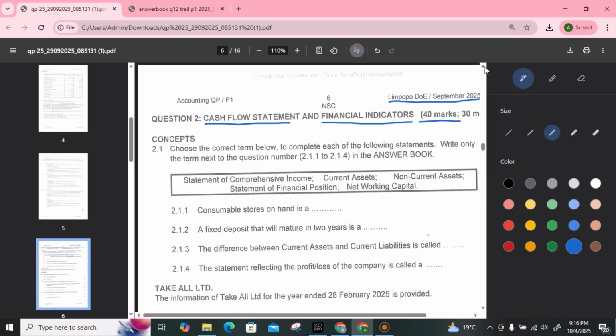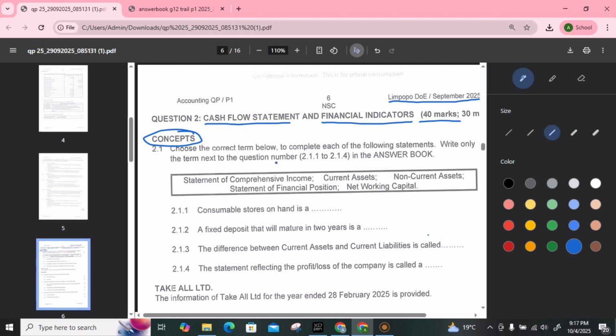Good day. So today we are looking at the September 2025 paper 1 for Limpopo province. Key topics are the cash flow statement and financial indicators, all worth 40 marks. Let us enter the concepts here, and the answers are given as statement of comprehensive income, current assets, non-current assets, statement of financial position, net working capital. Choose the correct term below. To complete each of the following statements, write only the term next to the question number from 2.1.1 up to 2.1.4 in the answer book.